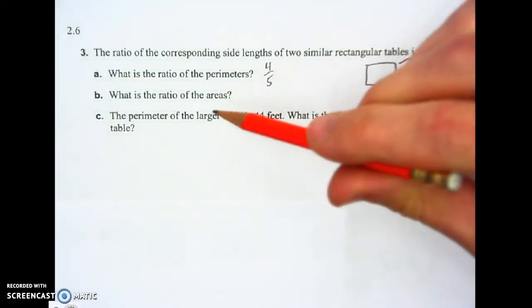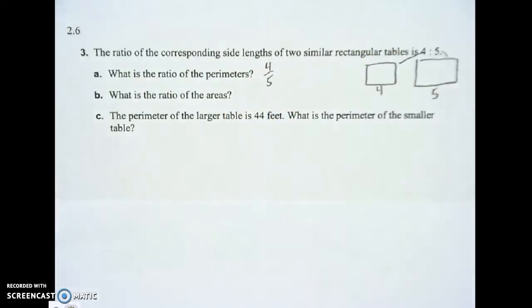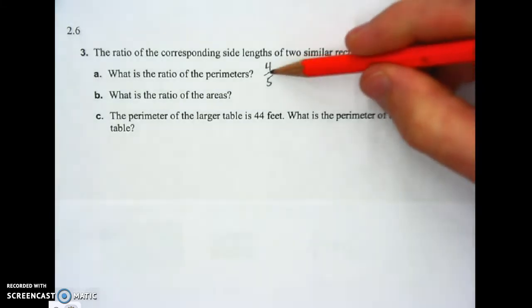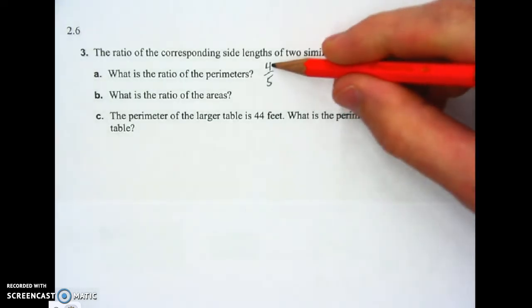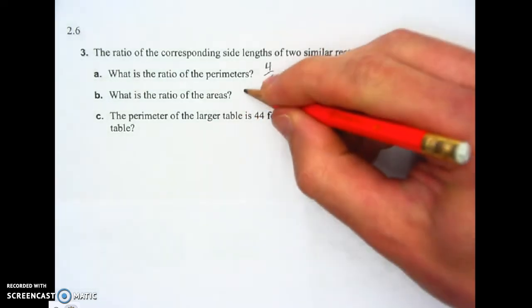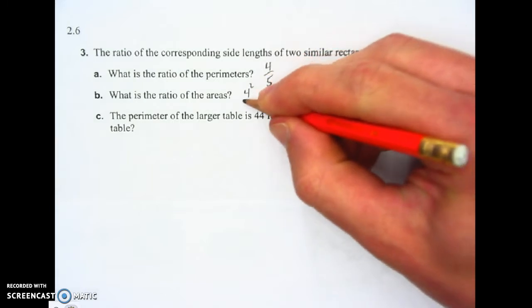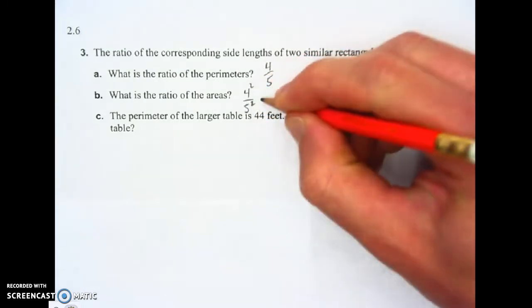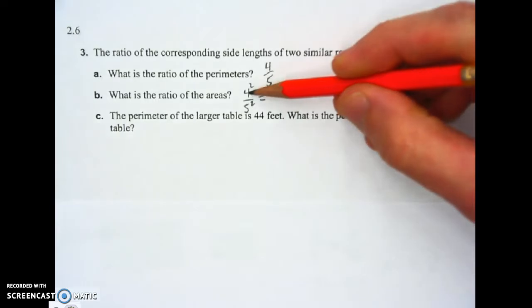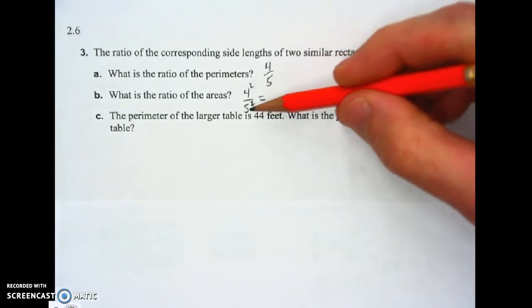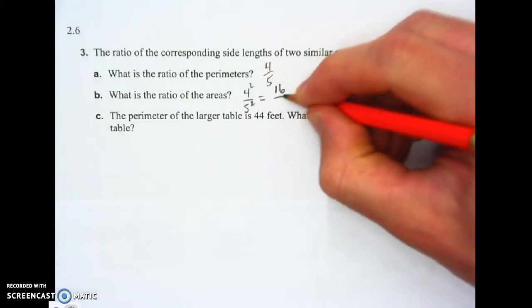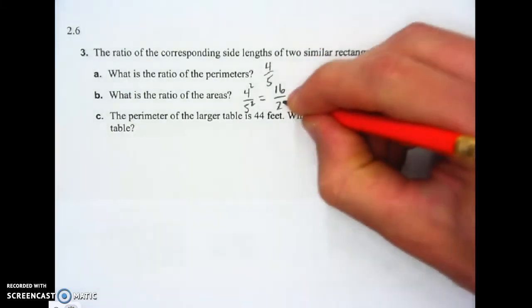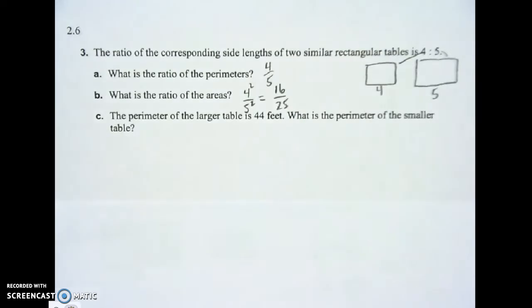B, what is the ratio of the areas? Well, to take a perimeter ratio, you can actually turn it into an area ratio. You just take the numbers and square them. So you would do 4 squared over 5 squared. If you don't know what that is, that's just 4 times 4 and 5 times 5. So the new area ratio is 16 over 25. And now I have an area ratio.